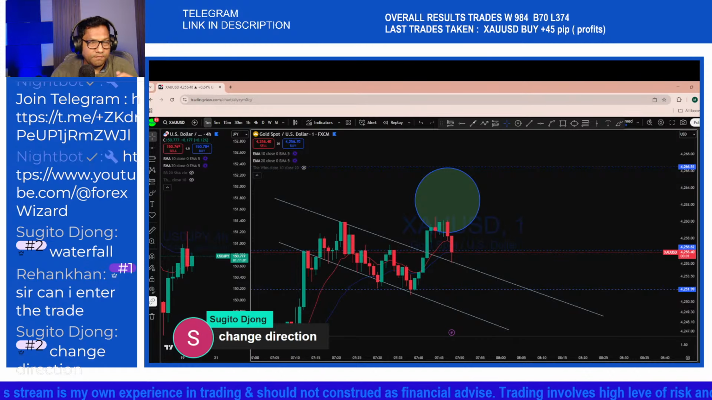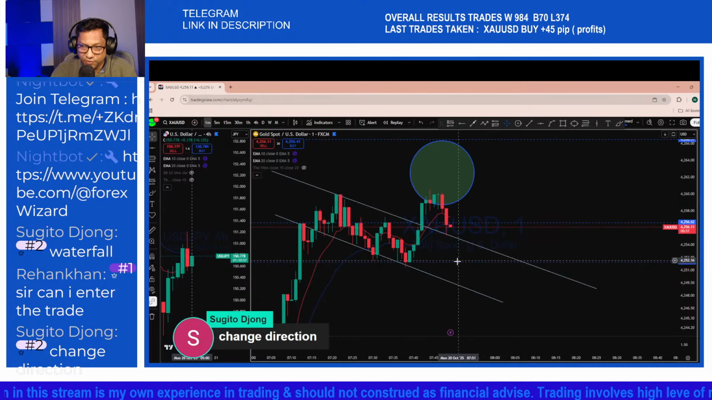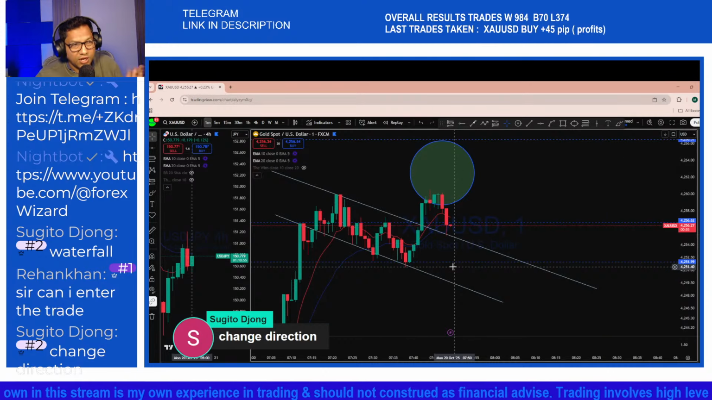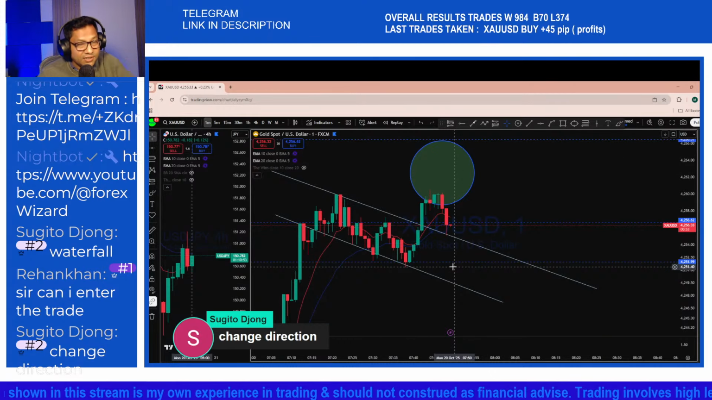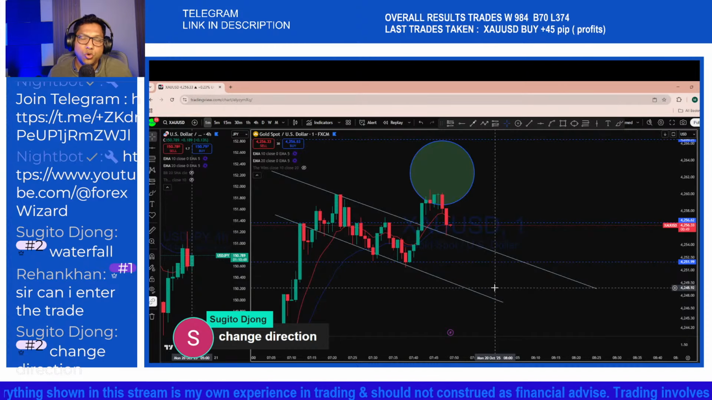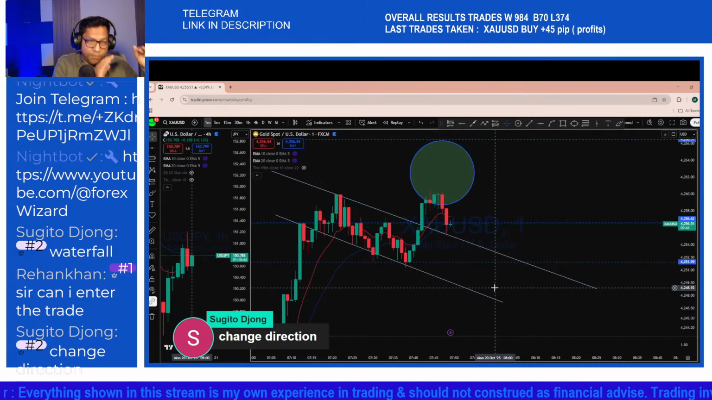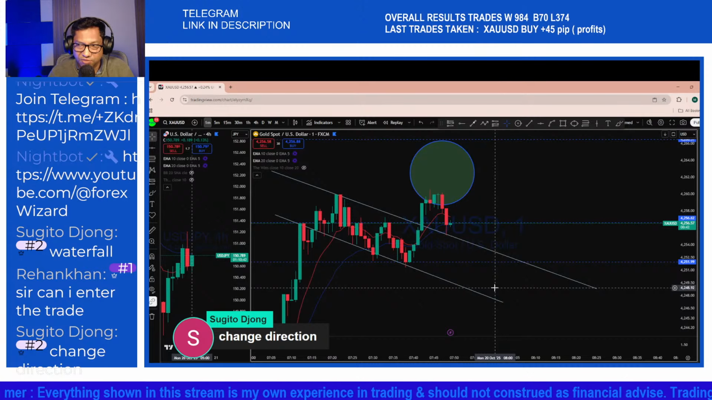Simple strategy: trading with the trend, finding a key level, and waiting for the liquidity grab. These are the things that you need to learn. The education is about when to know there is a liquidity grab. How do you know that liquidity grab? Break of structure. Very simple, guys.